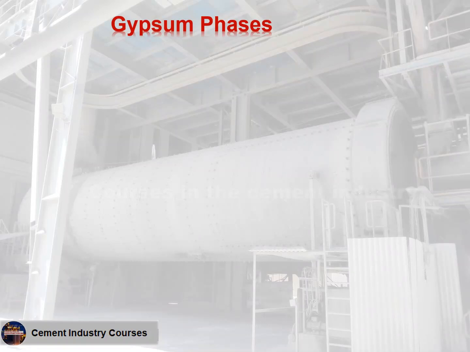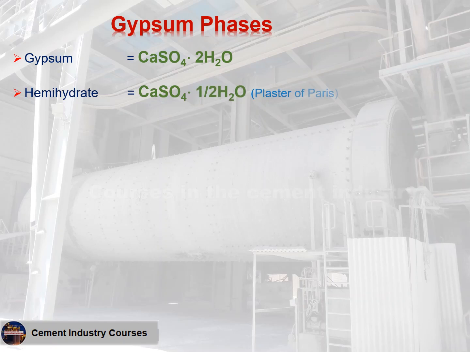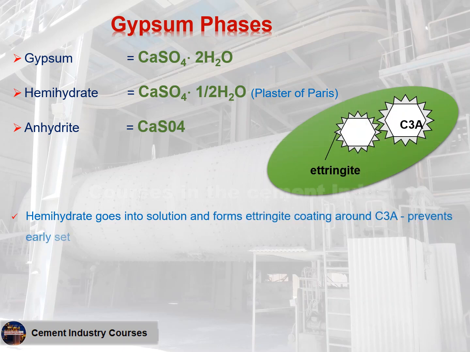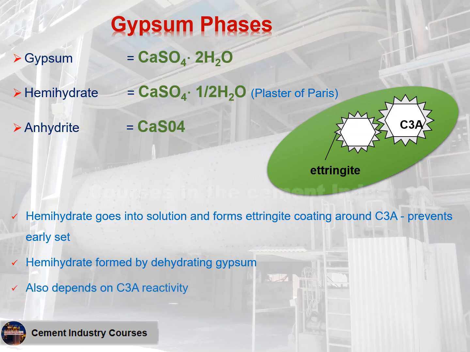Gypsum phases. The chemical formula of gypsum is CaSO4·2H2O. Calcium sulfate hemihydrate, CaSO4·1/2H2O, is known as plaster of Paris. Then there is anhydrous calcium sulfate, CaSO4. The benefit of adding gypsum: hemihydrate goes into solution and forms an ettringite coating around C3A, which prevents early set. Hemihydrate is formed by dehydrating gypsum. This also depends on C3A reactivity.